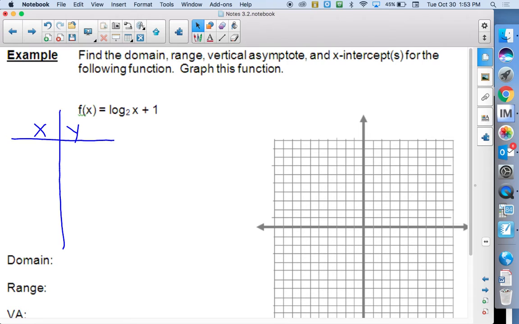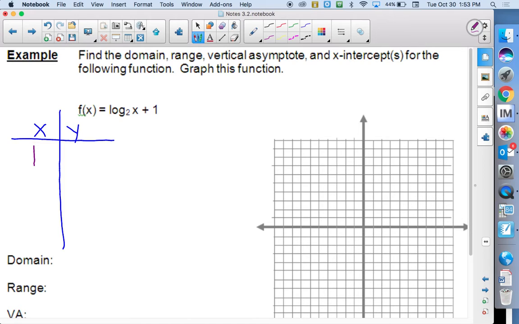The number that's next to the log is your x value. So this represents x. Whatever number you plug in next to the log is really what's going in your t-chart as x. So the easiest number that I could use for my x value would be 1. If I choose the x value of 1, that goes with the first property.